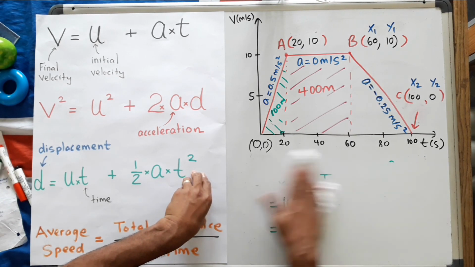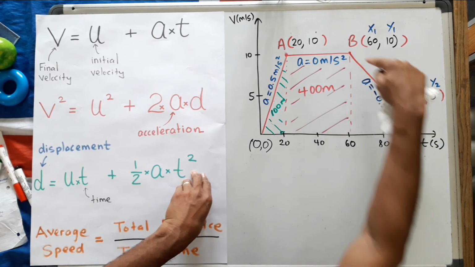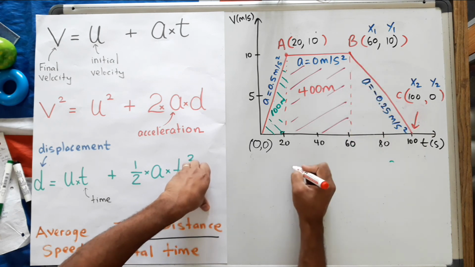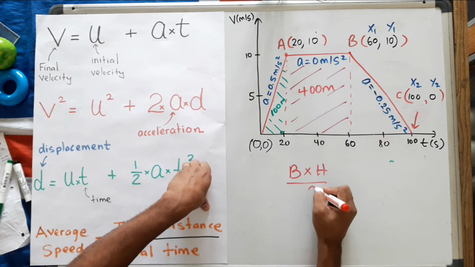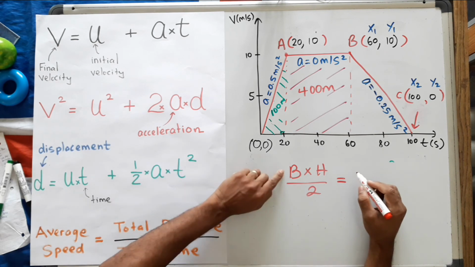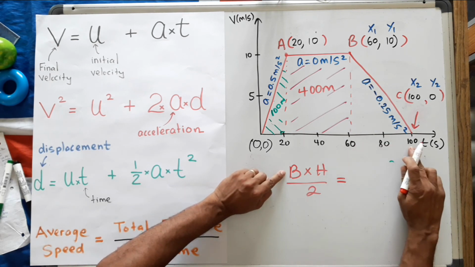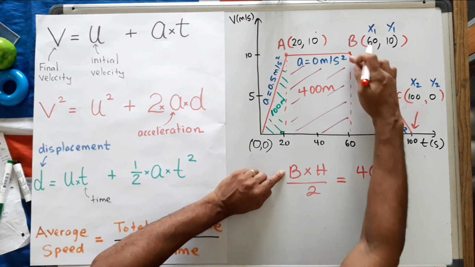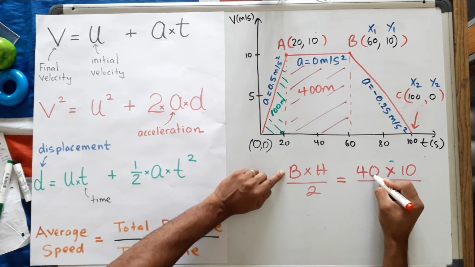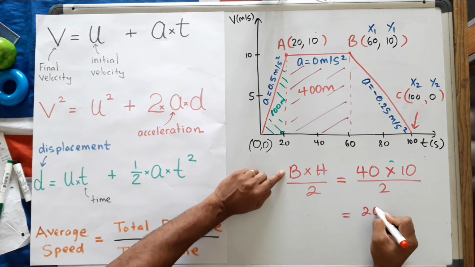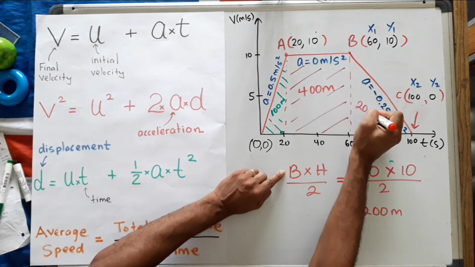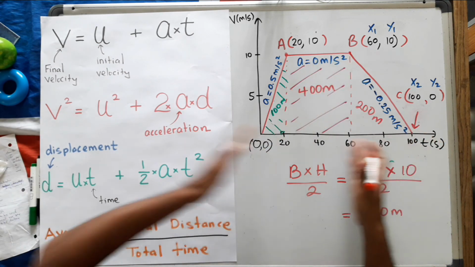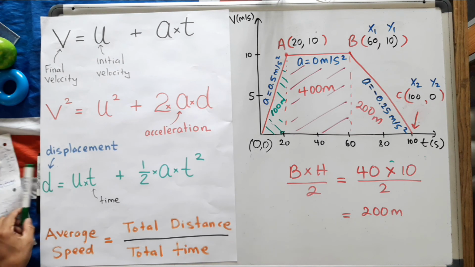Okay, let's find the displacement or distance moved between B and C. We just have to find the area underneath it. And this is a triangle. So it's base by height divided by 2. The base is, we're going from 60 to 100. So that's 40, right? The height is 10. So 40 by 10 is 400, divided by 2 is 200 meters. Over here would be 200 meters. I'm not going to work out this one, but you could do a similar process. Use either the red formula or the green formula, and you would get back the 200.